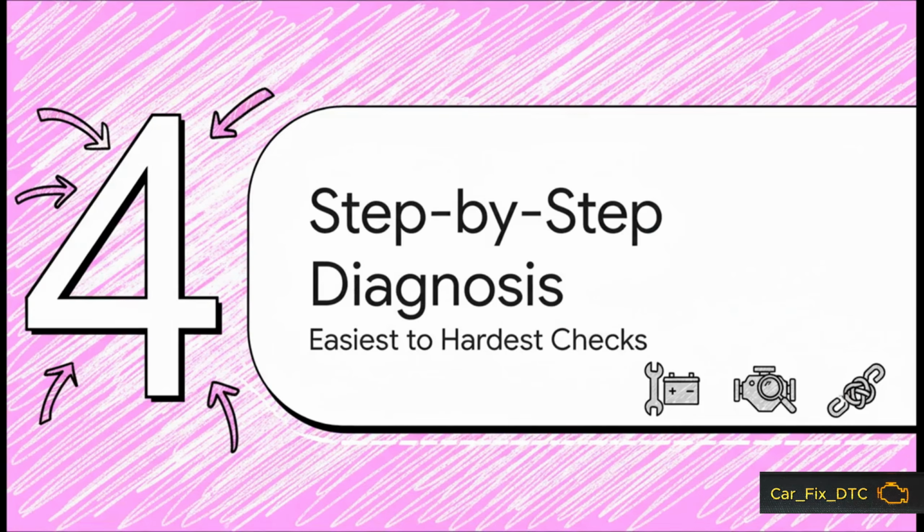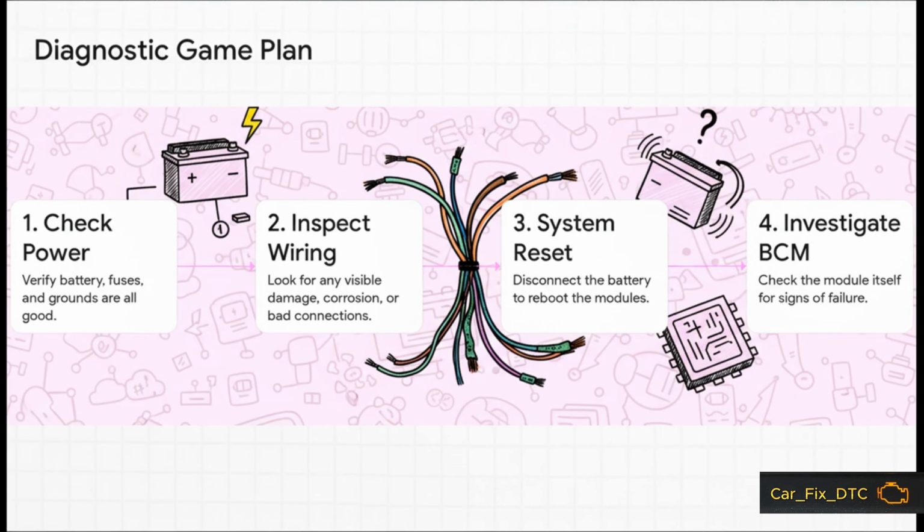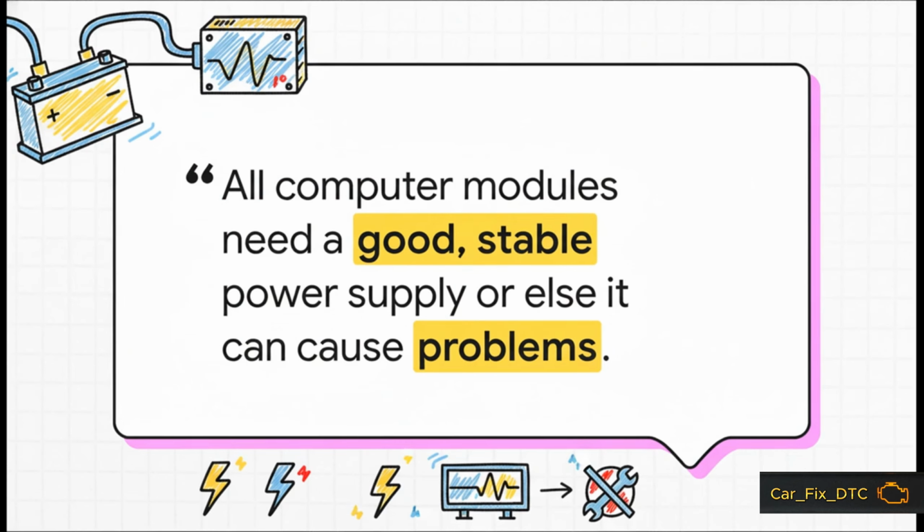So how do you even begin to track this problem down? Let's walk through a step-by-step diagnosis, and we're going to do it the smart way, starting with the easiest and most common culprits first. So here's our game plan. We'll start with the absolute fundamentals, power and ground connections. Then we'll move to a good visual inspection of the wiring. After that, we'll try a really simple reset, before we finally start considering that the BCM itself might be the problem. You know, the most crucial point is this. Before you ever suspect a complex computer has failed, you have to make sure it's getting the clean, stable power it needs to operate in the first place.